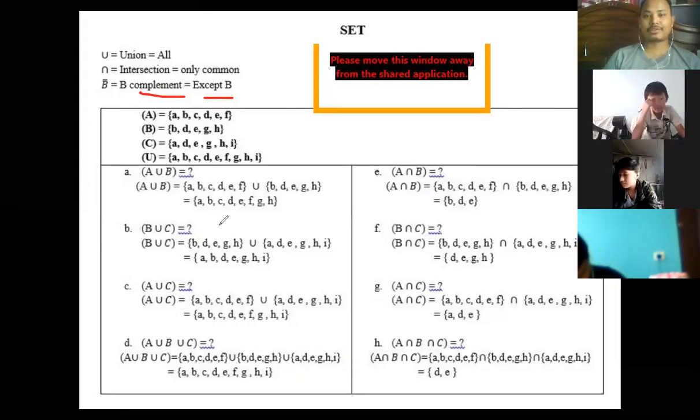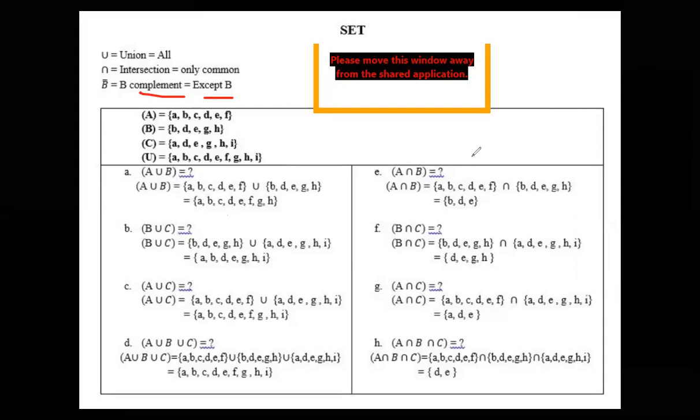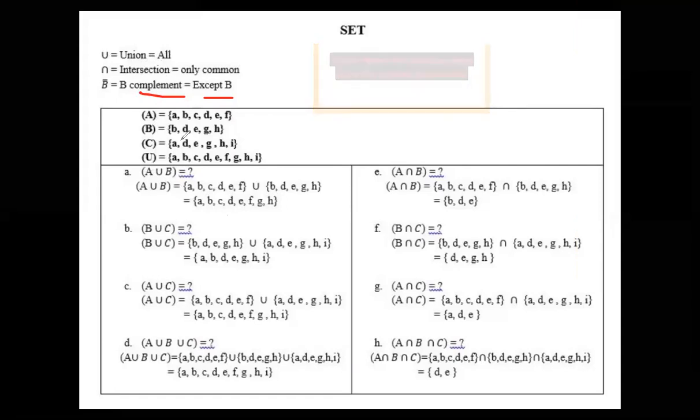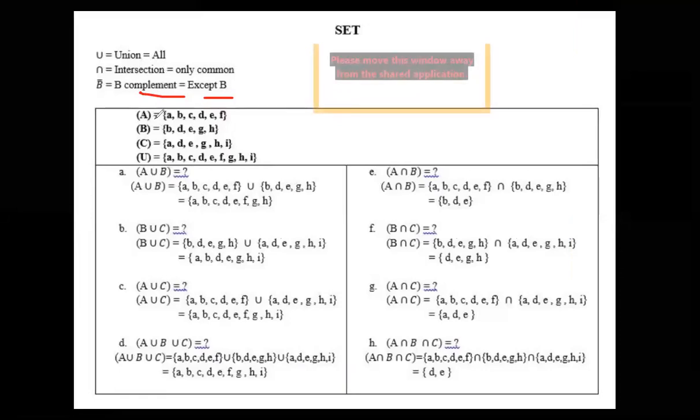A few questions I have written over here for you all. Let us deal with this one. A union B. What is the meaning of union? Union means all. First of all, you need to take the value of A. A means A, B, C, D, E, F. Write down the value of A: A, B, C, D, E, F.